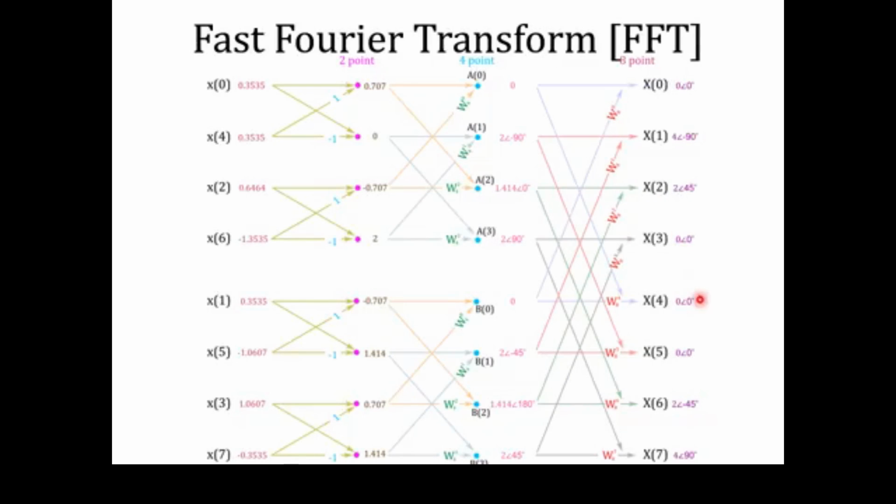Now let's discuss the calculation of X of 5. How is X of 5 calculated? It is again a summation of two samples. The first sample is 2 angle minus 90 degree, which will appear as it is during addition. No multiplication will be done here. While the second sample, which is 2 angle minus 45 degree, will be first multiplied with the W85 twiddle factor, and then we will add them. And the final answer will be 0 angle 0.